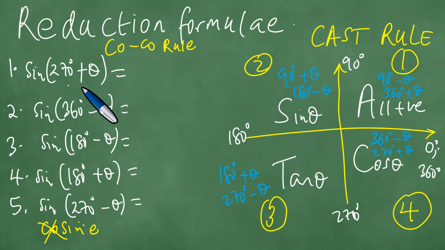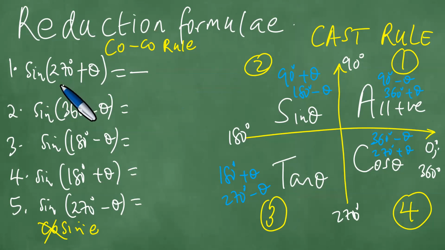In which quadrant is 270 degrees plus theta in this CAST diagram? The fourth quadrant. Good. Now, 270 degrees plus theta is in the fourth quadrant. What function is positive in the fourth quadrant? Cos theta. Cosine theta, so the sine is negative. But now, the co-co rule applies because we have 270.